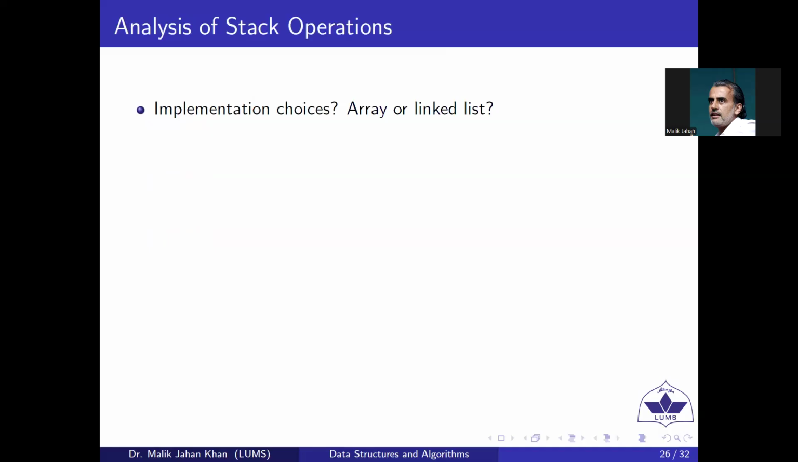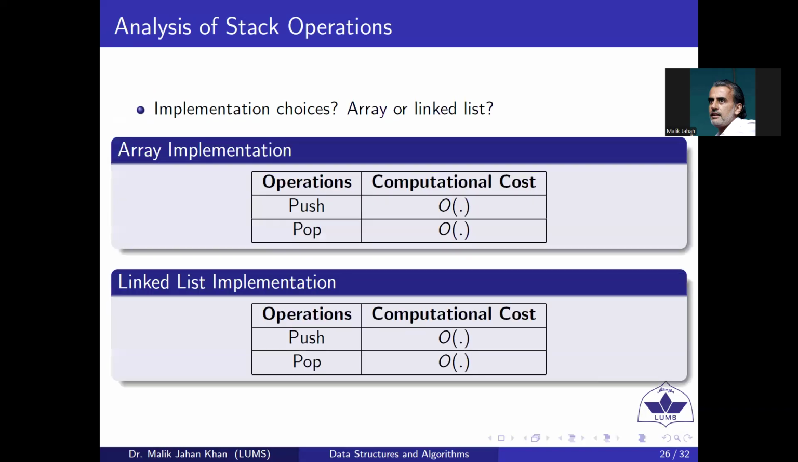So which one is better? Is an array a better implementation choice or a linked list? Ask yourself, try to analyze the complexities. If we use an array as the underlying data structure to implement a stack ADT, what will be the cost of pushing an element? What will be the cost of the pop operation?